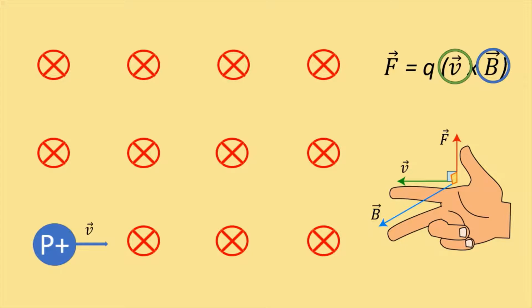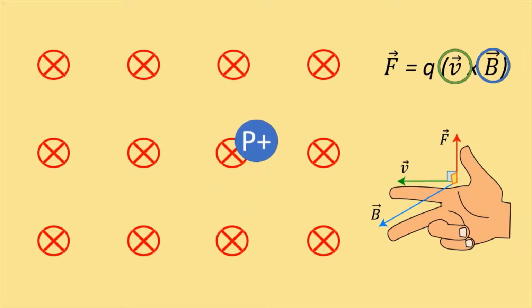So take your right hand, point your index finger in the direction of our velocity, then point your middle finger inside, right? The magnetic field goes into the screen. So point your middle finger into the screen, and if we got it right, our thumb should be pointing upwards. So the force will be upwards, and now the proton will go upwards.